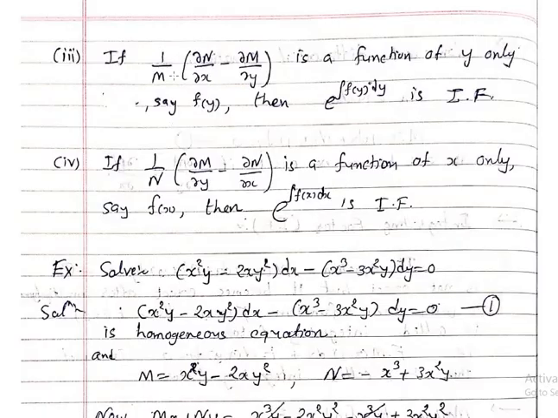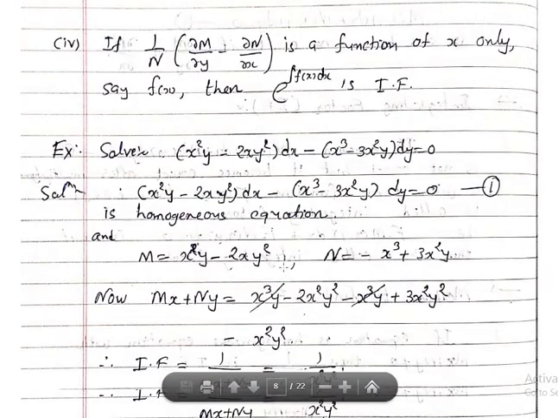The third case we have learned is: if 1 upon M times (del N by del x minus del M by del y) is a function of y only, say f(y), then e raised to integration f(y) dy is the integrating factor. And the fourth case is: if 1 upon N times (del M by del y minus del N by del x) is a function of x only, say f(x), then e raised to integration f(x) dx is the integrating factor.